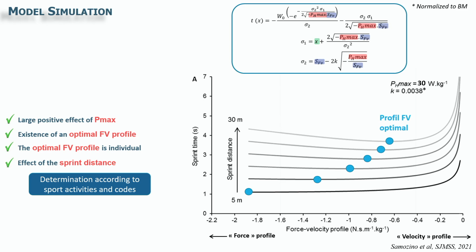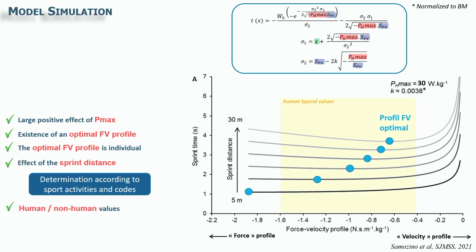So the optimal profile is individual because it depends a little bit on maximal power and is very specific to the sprint distance. You can see here that for a 5-meter sprint it's very different than for a 30-meter sprint. We knew that, but now we know exactly where the optimum is.